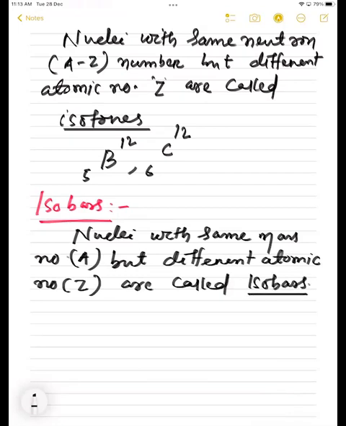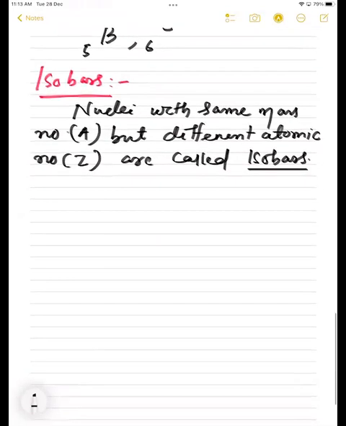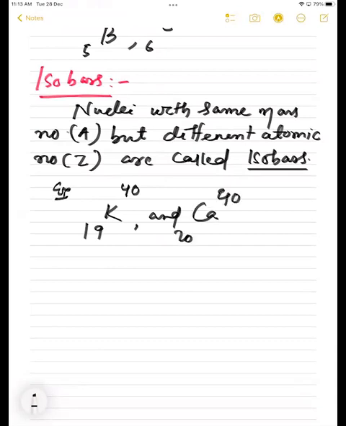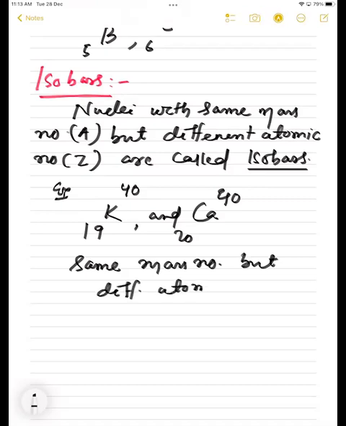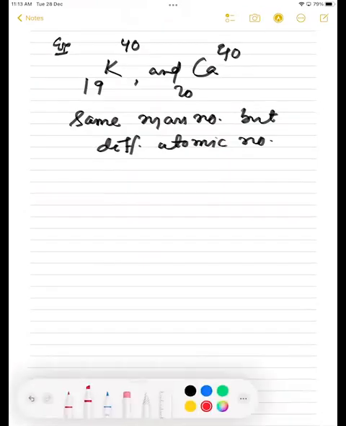Right? For example, if we see examples of isobars, very many examples are there. Just giving one: potassium 40 and calcium 40. These are having the same mass number but different atomic number, right? Yes or no? Then another thing is there that you might not be knowing.